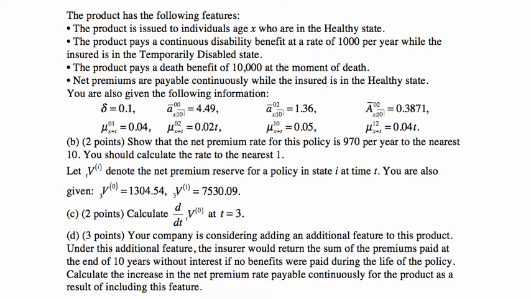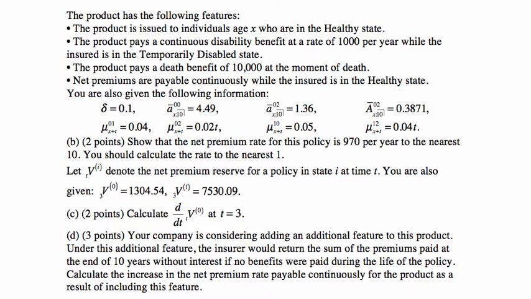We're supposed to calculate the derivative with respect to t of the reserve at time t for a healthy person. Of course, you should immediately think of Thiele's equation, because that's the only equation where the derivative of the reserve is considered. You should memorize Thiele's equation for the multiple decrement case that we have here, because the person can die or become disabled.